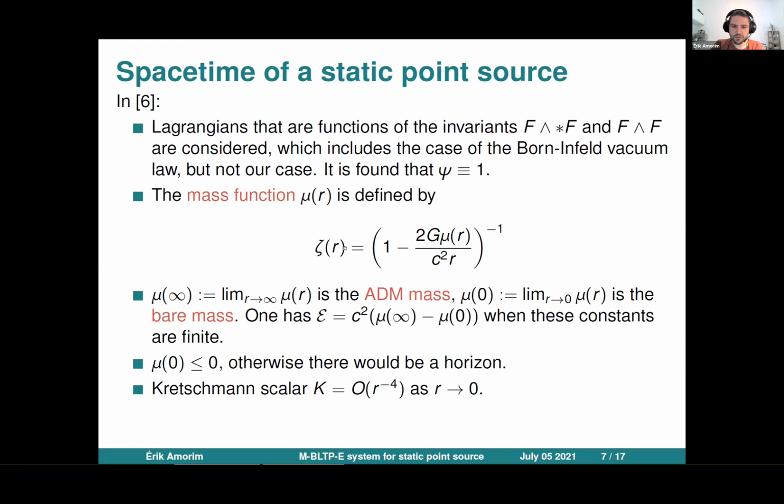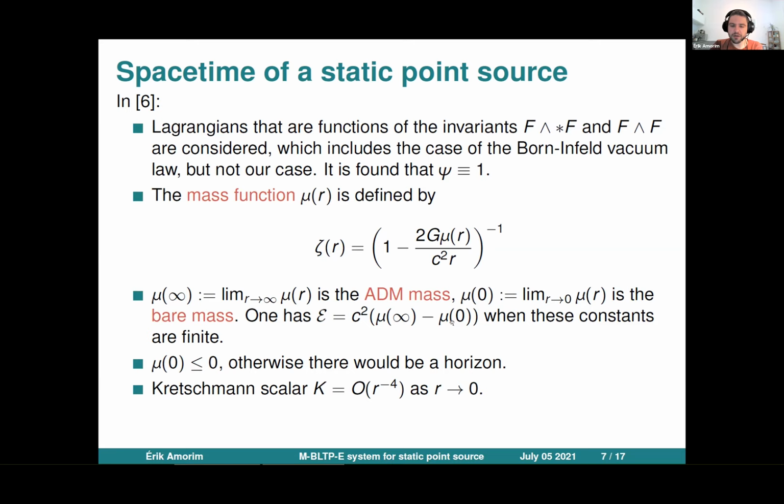This is the formulation of how it's defined. And the value of mu as R goes to infinity is the ADM mass. And it's also very reasonable to call the value of mu as R goes to zero the bare mass. And in this work of Shadi, you actually have this relationship between the electromagnetic field energy and the ADM mass and the bare mass, which makes a lot of sense if you think about it.